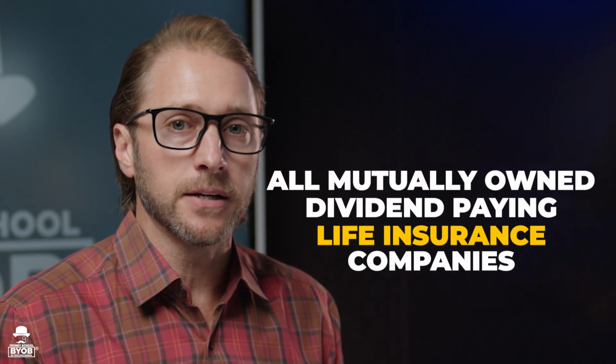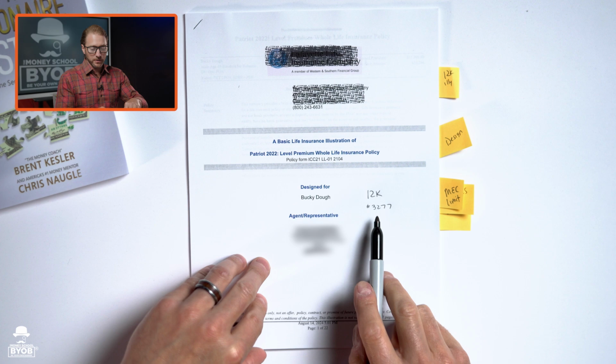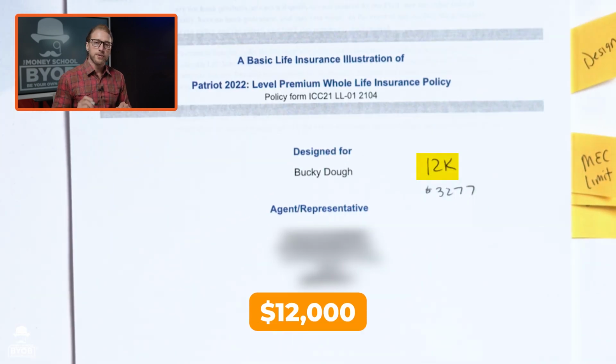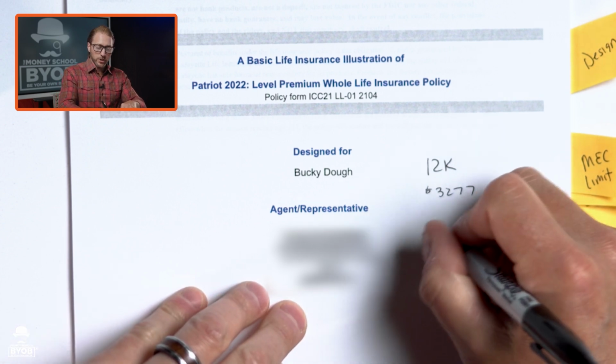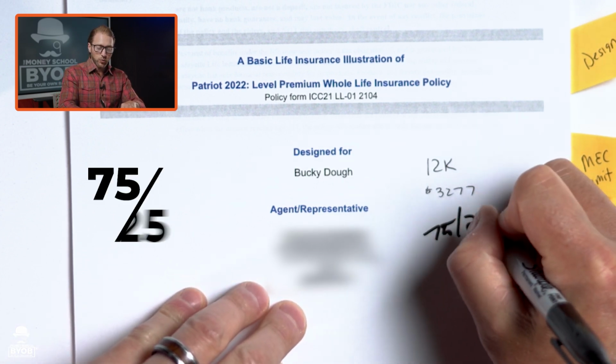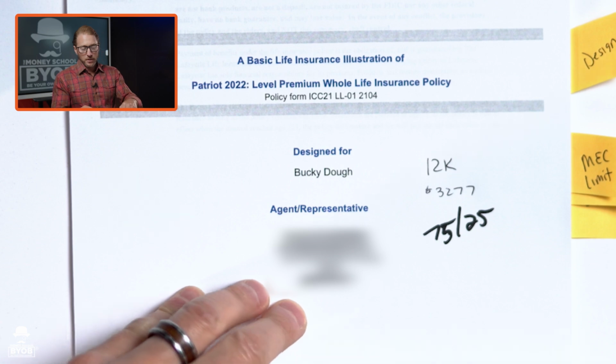Now you can see I've blacked out a bunch of stuff, but this is one of the companies that we use, which are all mutually owned, dividend-paying life insurance companies. This company is one of the top 5 rated life insurance carriers in the space. And this one, like I said, is the $12,000 premium deposit per year. It's also what we would call a 75-25 design, okay? Let's move on to it.